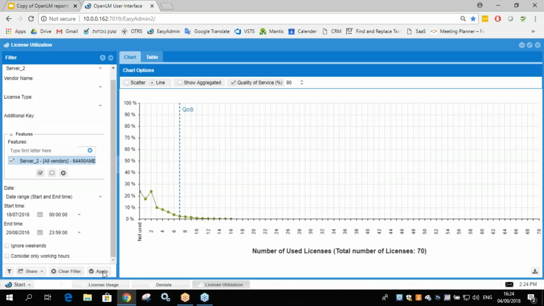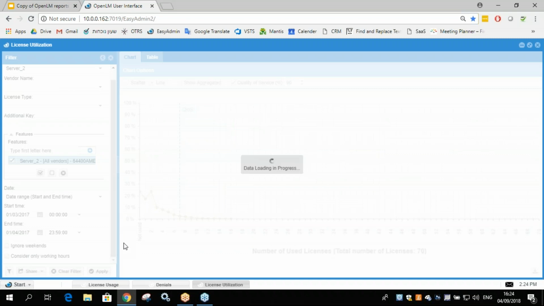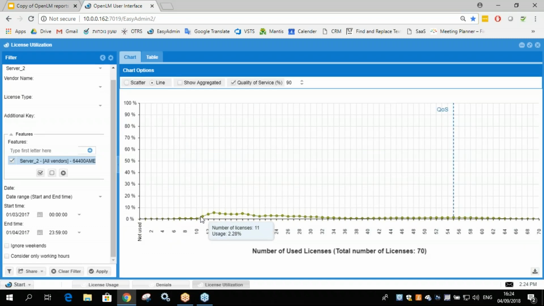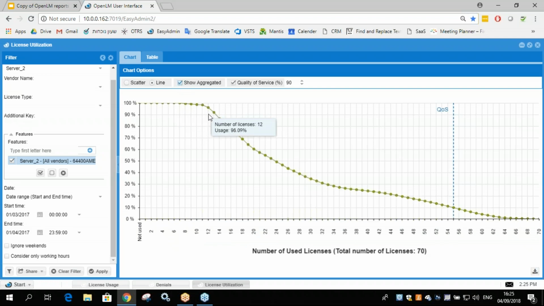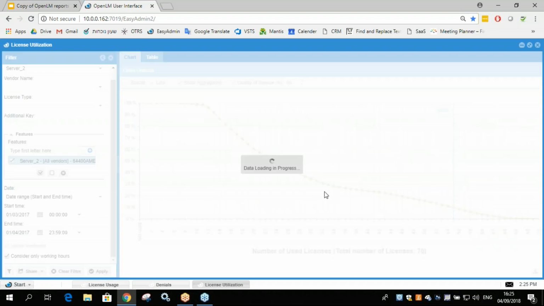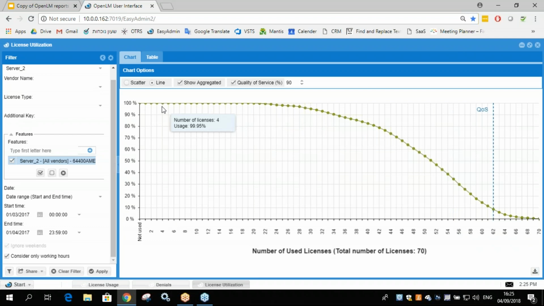And of course the most healthy way for it to be is to look like this, where it's pretty much spread out across all the license quantity. If we show it aggregated, it looks like this, where nearing the end it's starting to flatten out, to bottom out, and we're not very far from our license quantity. So this is good utilization, and if we consider only the working hours, it's even better utilization, where within the working hours we are still at 90%, we're still at 62 licenses. We're still okay, and the curve looks pretty good.